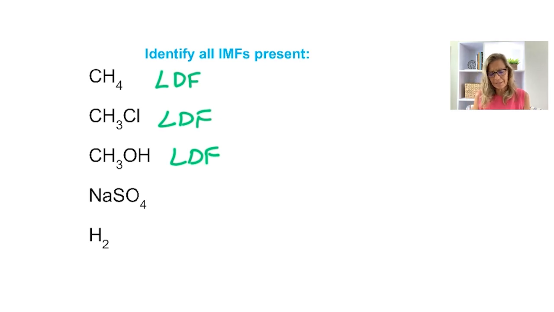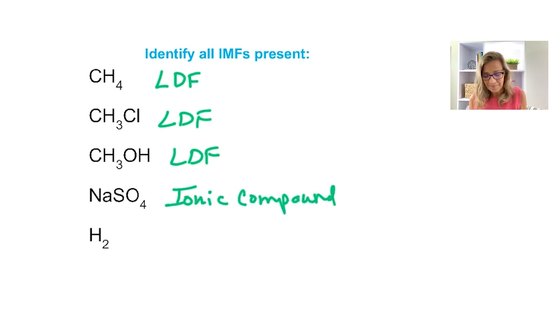Wait a minute, what is this next one? Sodium sulfate, what is that? This is an ionic compound. How did that get in there? Okay, I just wanted to make sure that you're aware of ionic compounds. That is a totally different structure. There's a crystal lattice. IMFs really don't apply in this case. And then hydrogen, we've got London dispersion forces. All right, so I've got 4 molecules.